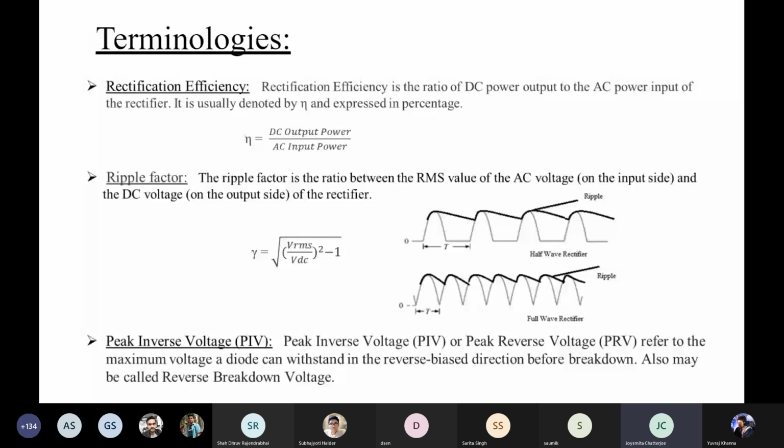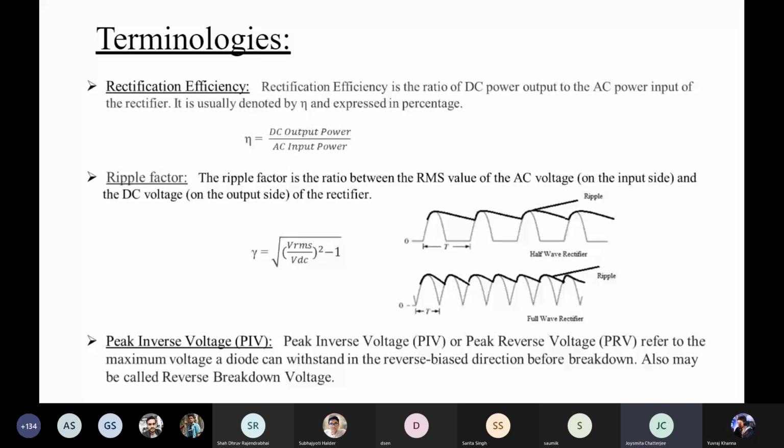Yeah, so these are some important things. First is the rectification efficiency. Rectification efficiency of a diode is the ratio of the DC output power which we obtain to the AC input power, and it is represented as this eta. It is DC by AC input power.